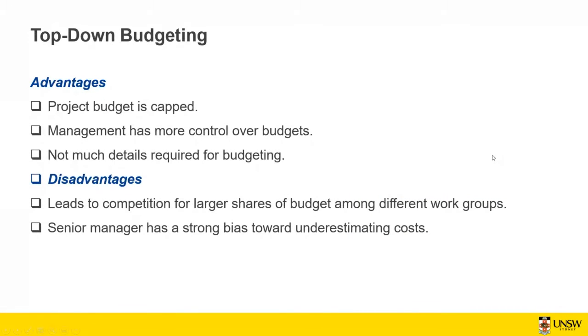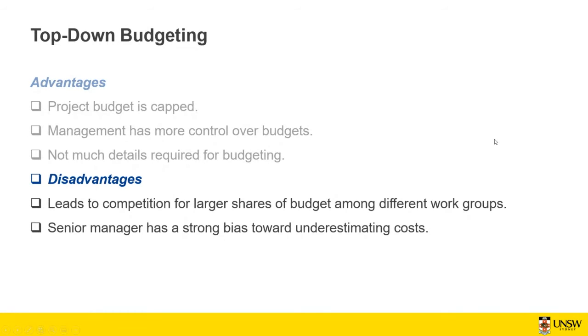So first of all, one of the biggest advantages of top-down budgeting, the project budget is capped. So you know exactly how much you're gonna spend on this particular project. And also management has more control over budget. So they know where the money is going to spend on which task, and not much detail required for budgeting.